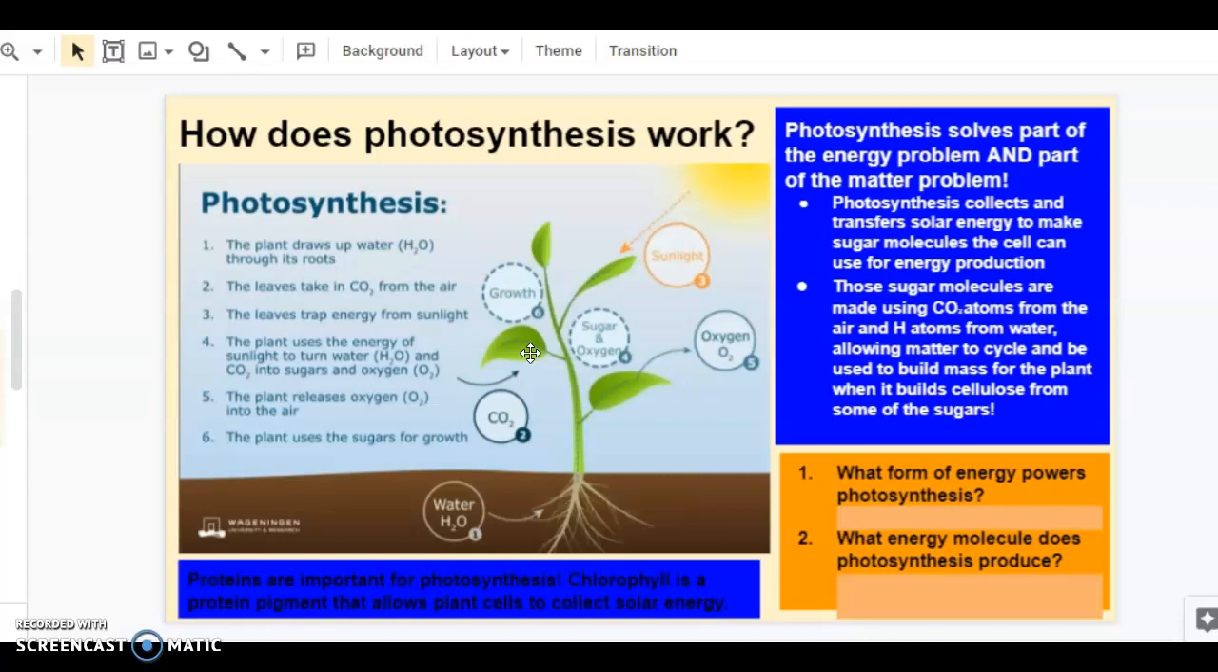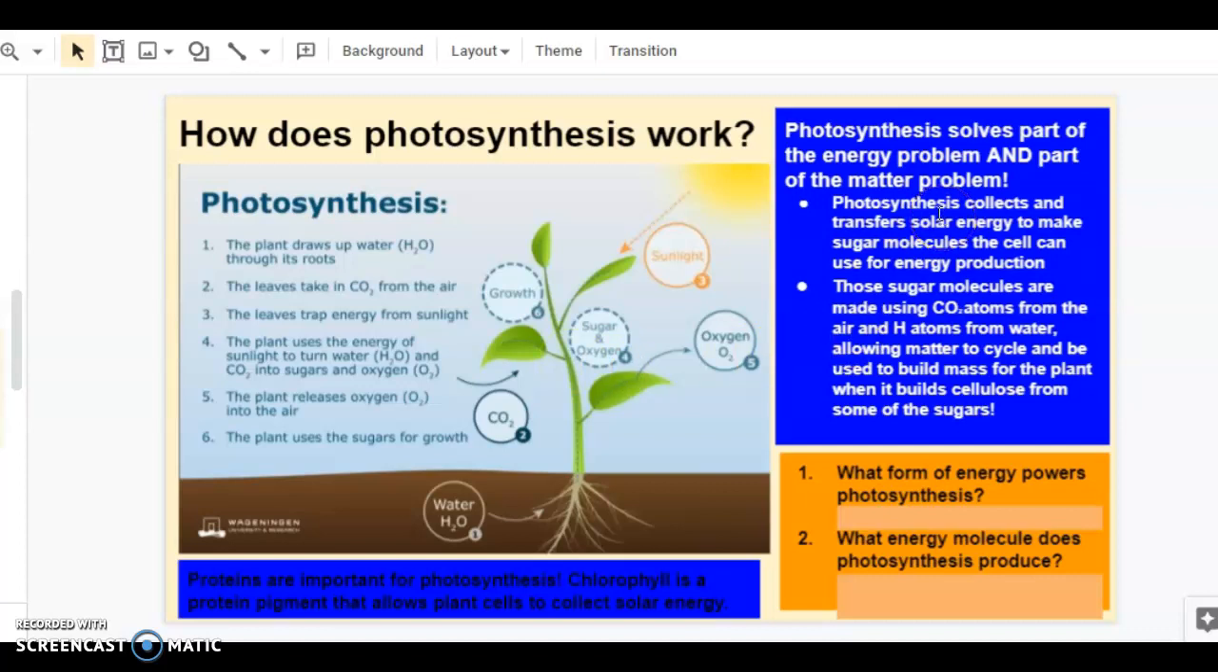As we saw with the challenge problem, they're going to use it to combine CO2 and at least the hydrogen of water to make sugars. And as they use that energy to make sugars, they split the water, and the oxygen that they don't use, they release. And so they are putting oxygen back into the air. The sugars that they make, they use for themselves, for their own cell energy and for growth.